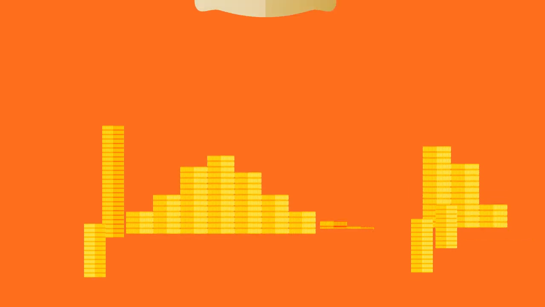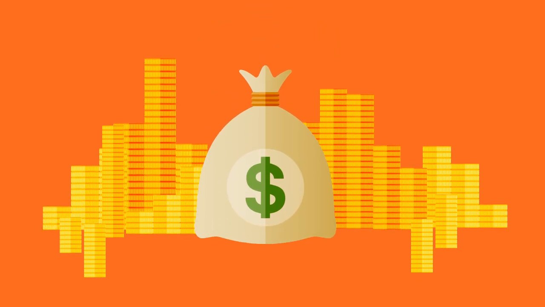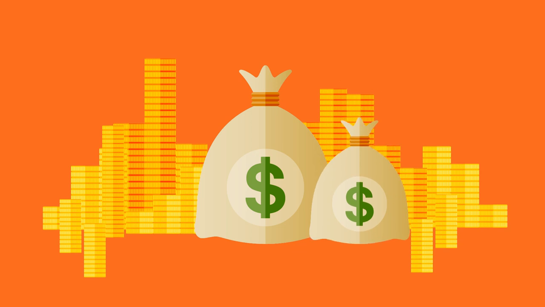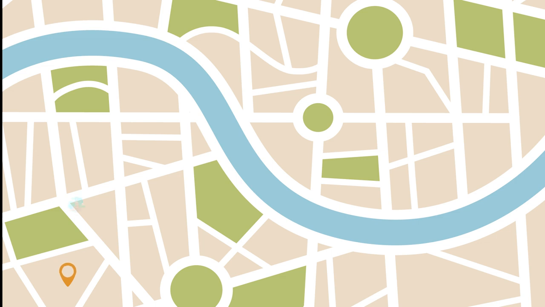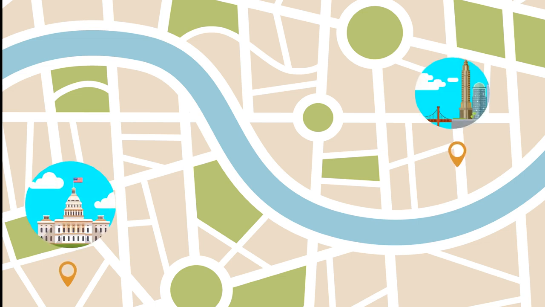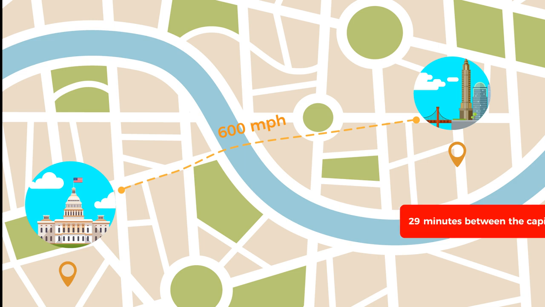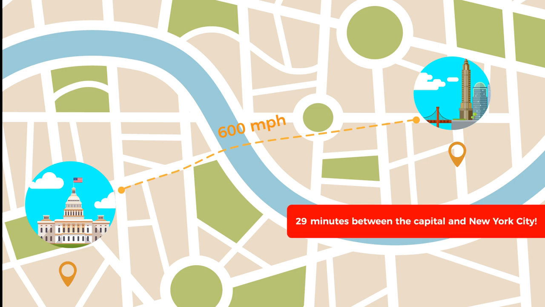But whether the project comes to fruition comes back to cost. Even with radical improvements in tunneling technology, building infrastructure of this magnitude will be expensive. Really expensive. That means successful Hyperloop will need government subsidy and therefore political will. Just think of the benefits. Who wouldn't want to be whisked quickly from A to B at 600 miles per hour in a vacuum tube? 29 minutes between the capital and New York City.